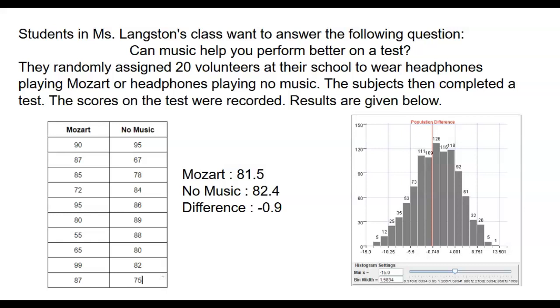Therefore, we can conclude it is quite plausible that the music does not affect the test score. In other words, a difference of negative 0.9 on the test would not be unusual if the music made no difference at all, and you randomly divided the subjects into two groups.